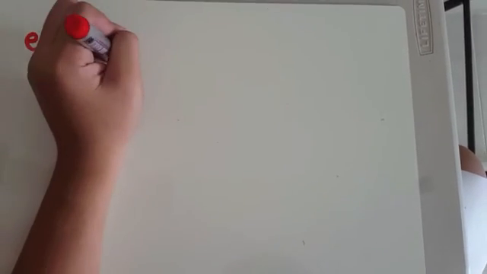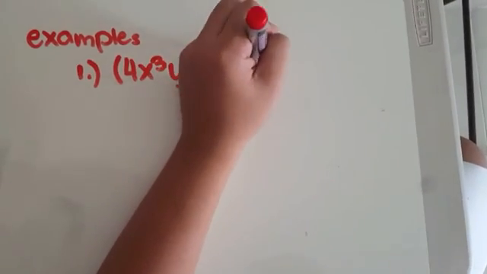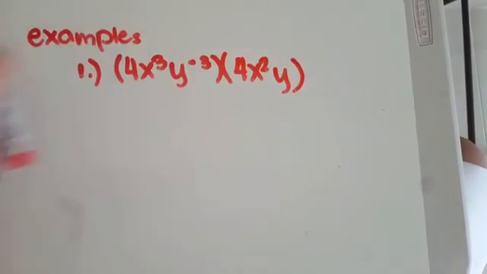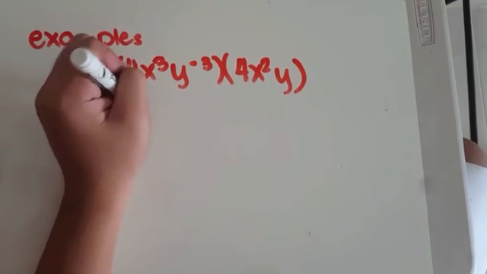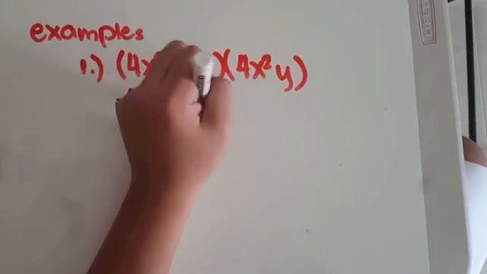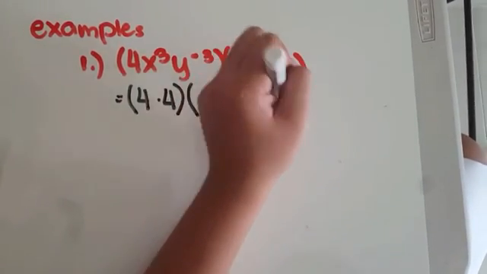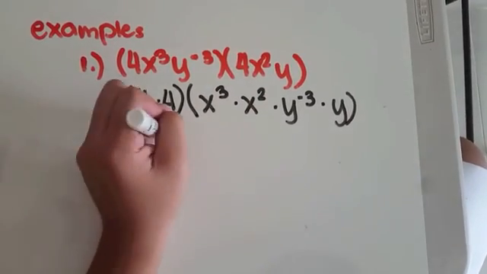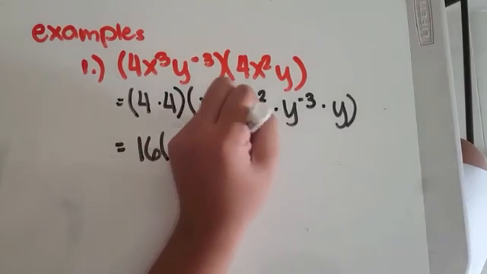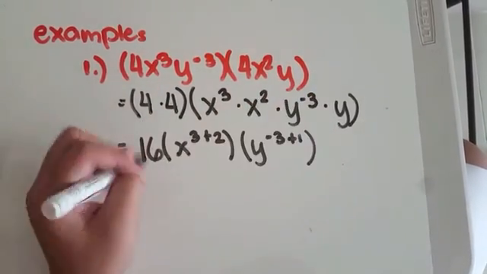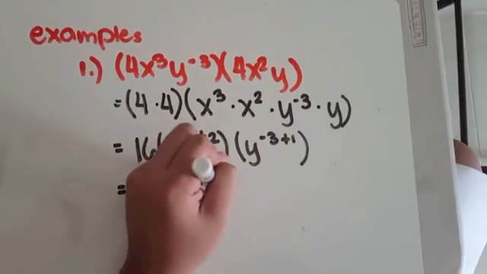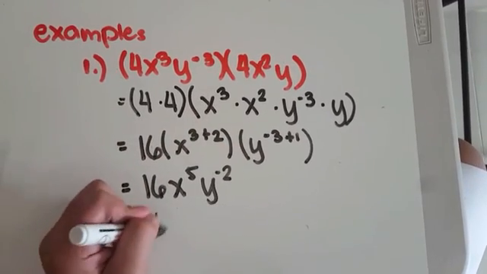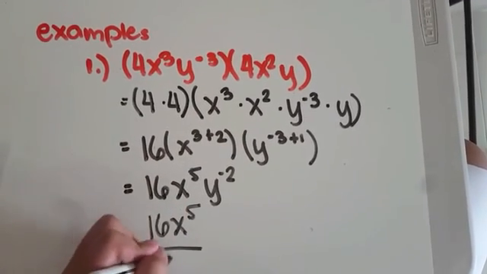4x cubed y raised to negative 3 times 4x squared y equals 4 times 4 times x cubed times x squared times y raised to negative 3 times y equals 16 times x raised to 3 plus 2 times y raised to negative 3 plus 1 equals 16x raised to 5 y raised to negative 2 equals 16x raised to 5 over y squared.